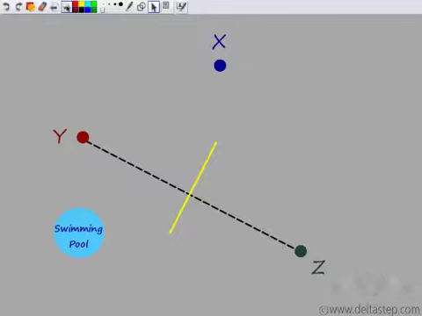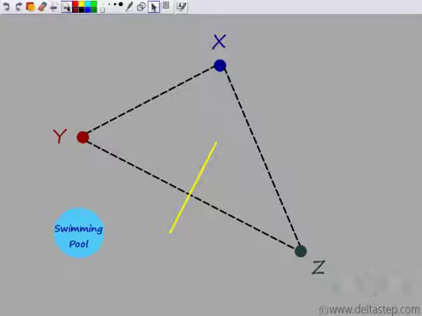Now I have these three non-collinear points, and I know that three non-collinear points always give me a triangle. So I have this triangle. Now it boils down to finding a point in this triangle such that the distance of that point from each of these communities is the same.